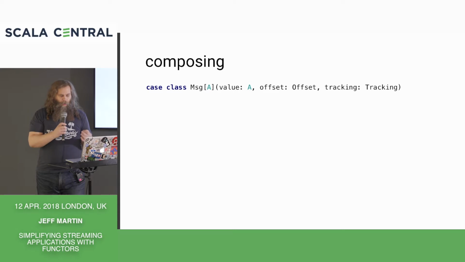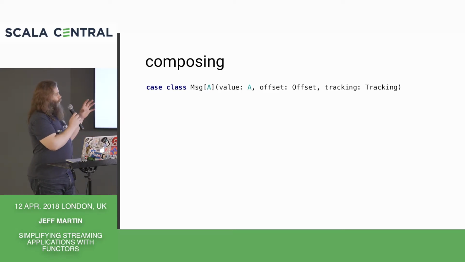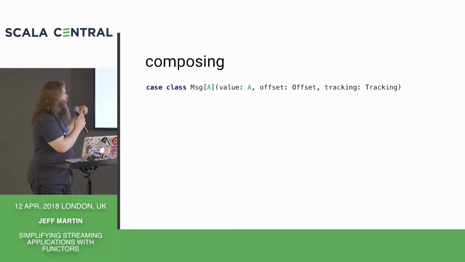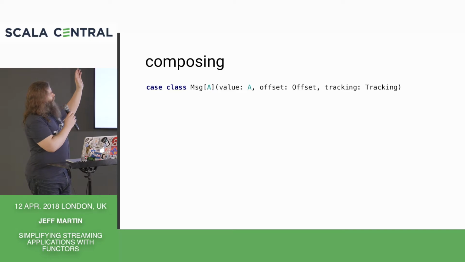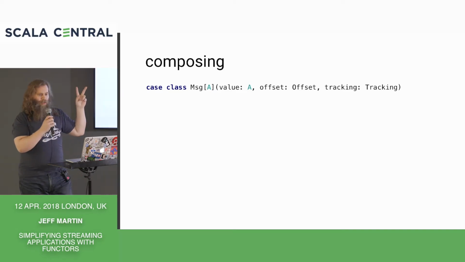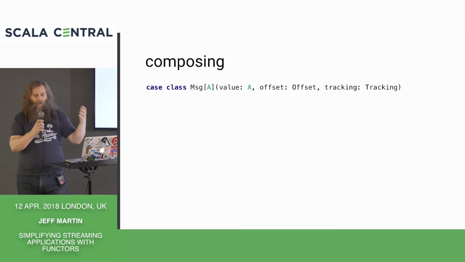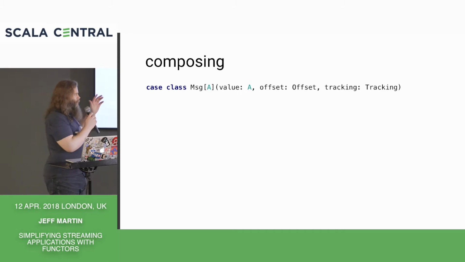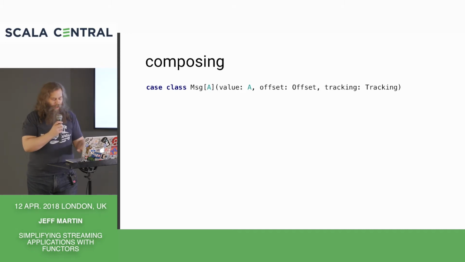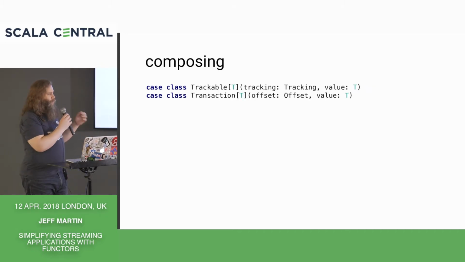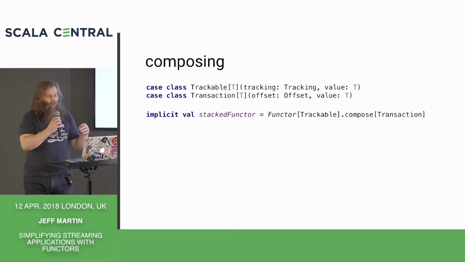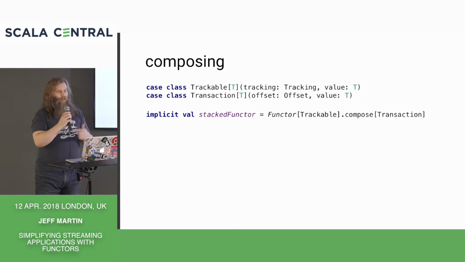Composing. So I mentioned earlier on that functors you can compose, you can stick functors together. So this is one other thing that we found, is that in this message, we have the data and we have 2 concerns. We have the offset, which is looking at where we are within our Kafka topic, and then we have the tracking, which might be some sort of other tracking information or metrics. So they're 2 concerns that are mixed in here. What we could do is define them as 2 separate classes. And then we can use the functor compose operation to stick those 2 classes together.